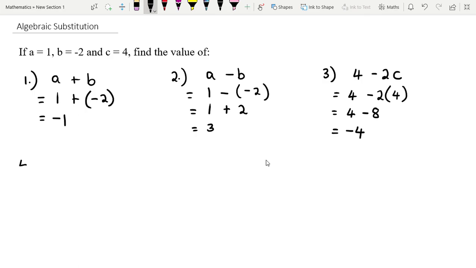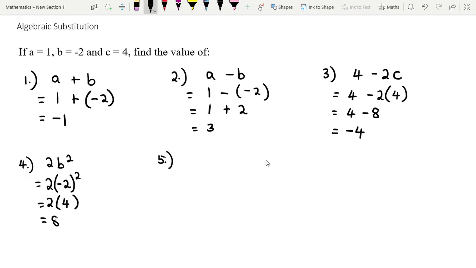Okay, let's look at number 4. Number 4, we have 2b squared, and that means 2 times b squared. So we're going to go 2 open brackets with the squared on the outside, and the value of b is -2. And here we will have -2 squared, so that's a negative times a negative, which will give you a positive, and 2 times 2 will give me 4. So we're going to have 4 here, and 2 times 4 is 8.